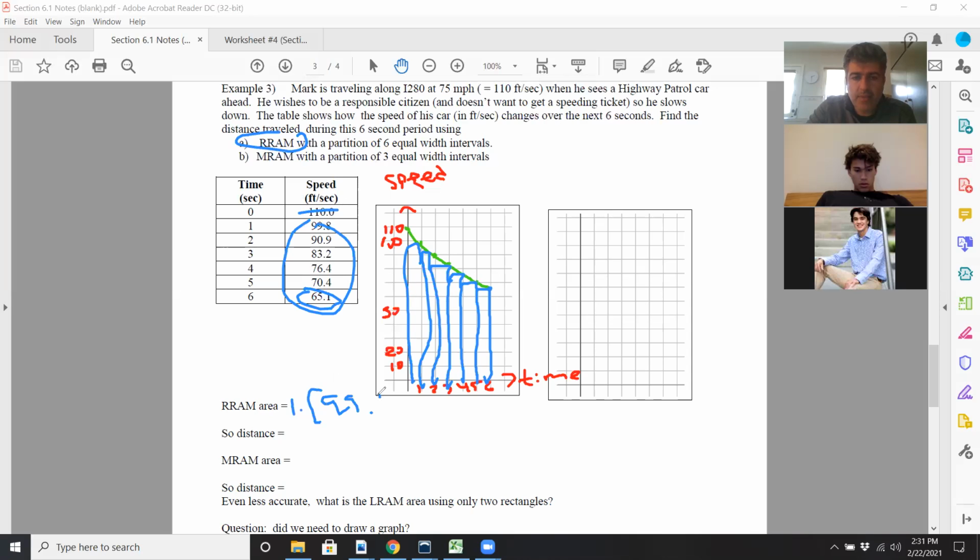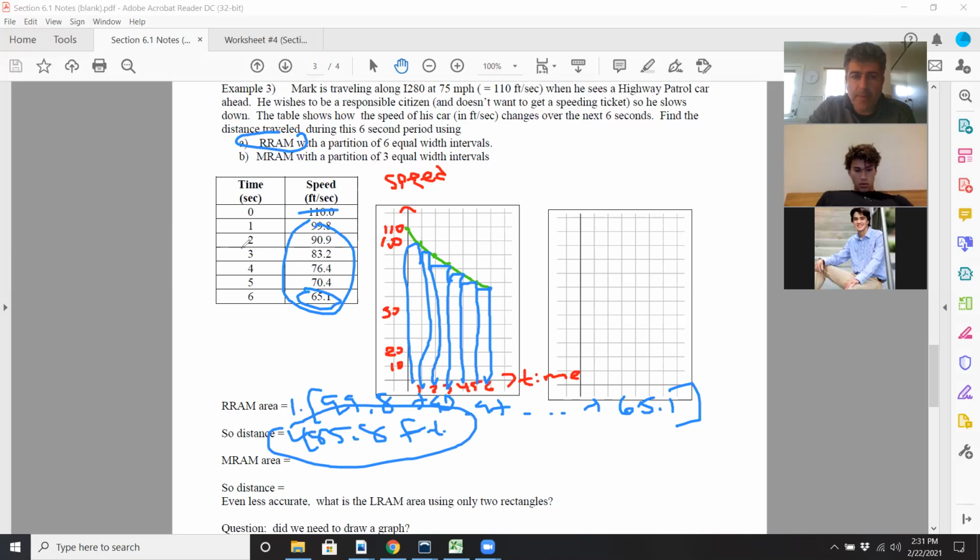99.8 plus 90.9 plus dot, dot, dot, 65.1. You kind of get the point of what I'm trying to add there. So if I add all those up, you should get 485.8. And this is in feet, by the way. Remember, trying to solve for the distance, you're doing velocity or speed times time. So that's the RRAM area, using an RRAM.